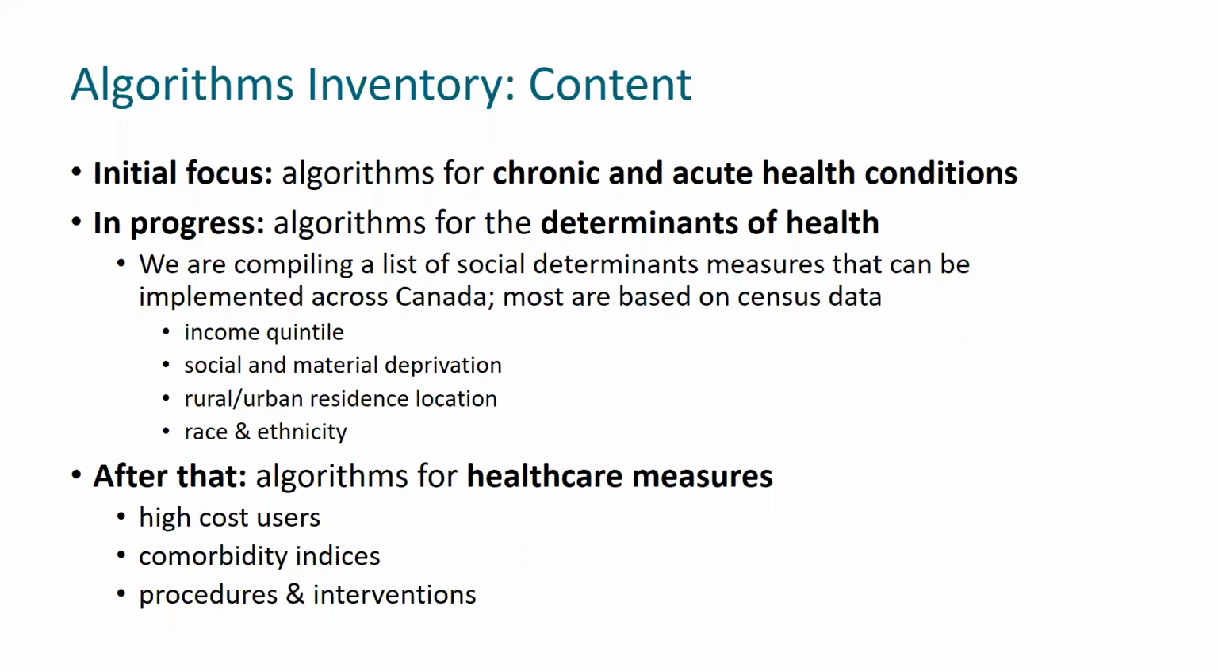Most of these algorithms are based on Statistics Canada census data. After that, we'll go back into the literature and look for published algorithms that have been constructed for measuring healthcare utilization across the Canadian population, such as surgical procedures and heavy users of the healthcare system, such as those that are high-cost users.